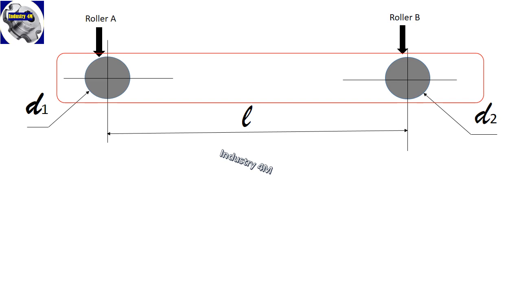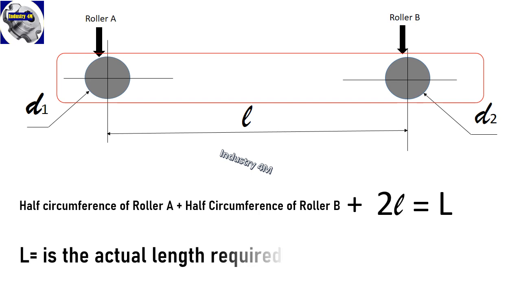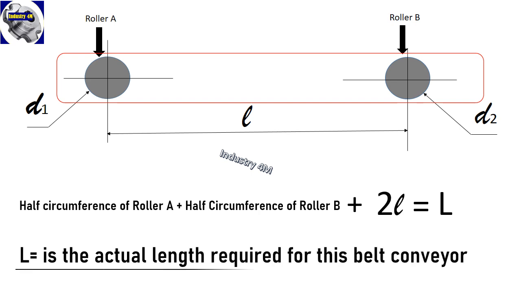In this slide, as we explained in our previous slide, it is similar. Here you can simplify the formula. Half of the circumference of roller A plus half of the circumference of roller B plus 2L is equal to the actual length required for this belt conveyance system as shown in the slide.